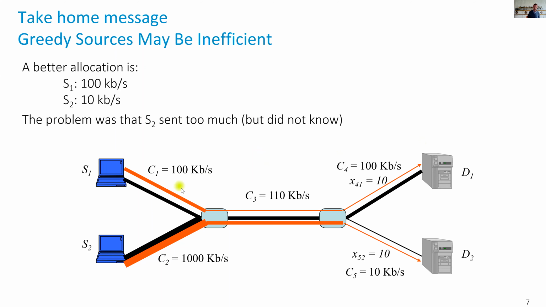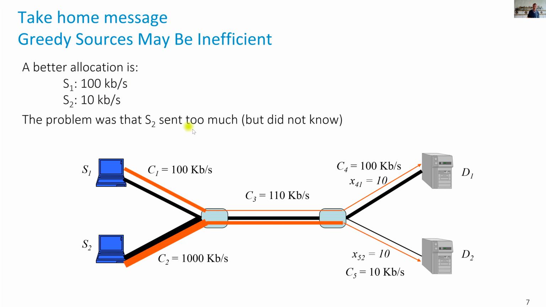This is because every source is greedy and computes its best response to what it sees. And what it sees is simply its link capacity here. But if we had a global view of the network, we could see that S2 cannot send more than 10 anyhow because there is a bottleneck on the path here. So there's no point that S2 sends more. S2 should limit itself to sending at 10 kilobit per second. There's no way it gets more. But by limiting S2 to 10 kilobit per second, we allow S1 to send 100 kilobit per second here. So a better allocation would be this.